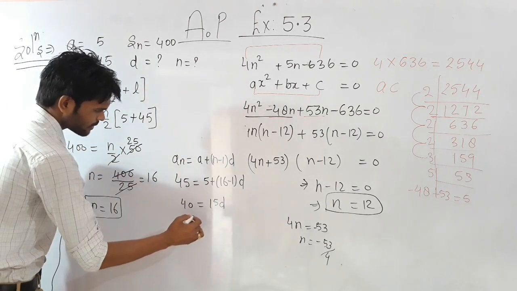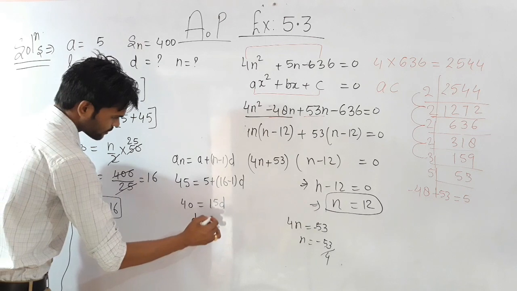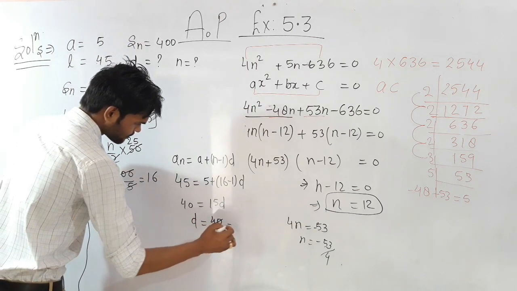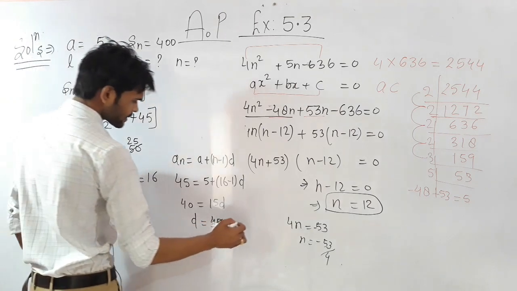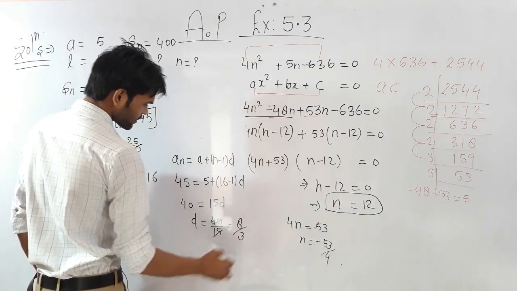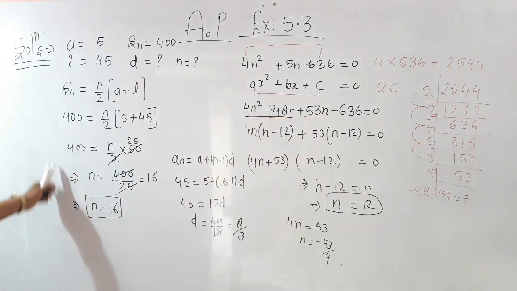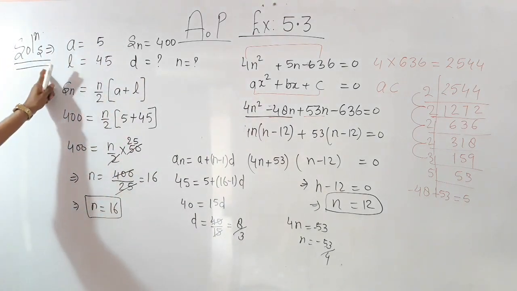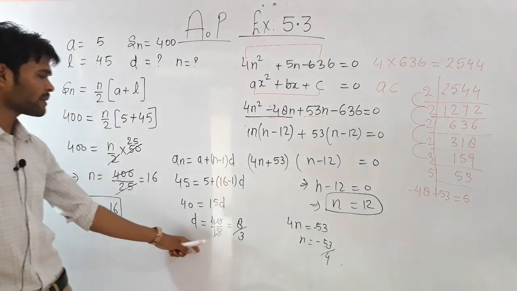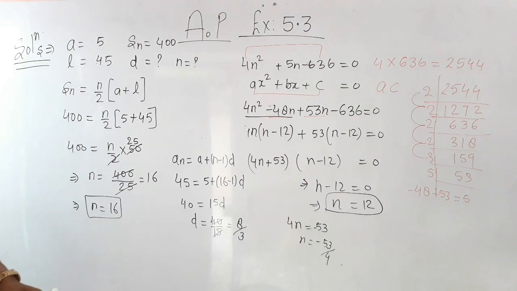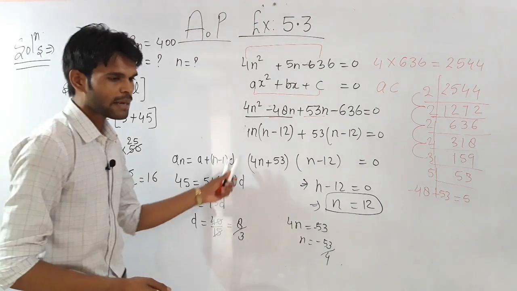So it will be D is equal to 40 by 15, and it may be equal to 8 by 3. Okay, so this is the required answer of the question. In this way we have obtained the number of terms in this given series, and here the common difference of the given AP. Is that clear? Moving towards the next question, I hope you all have noted it.